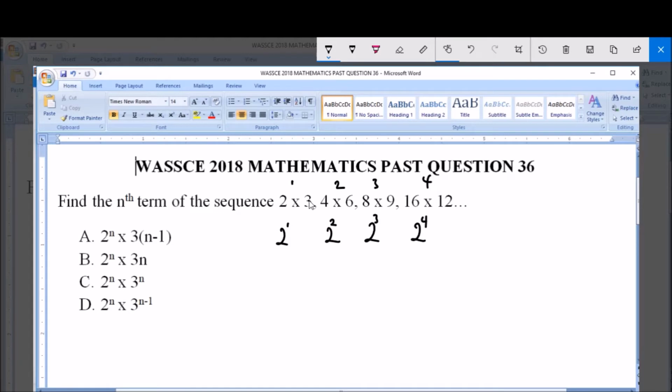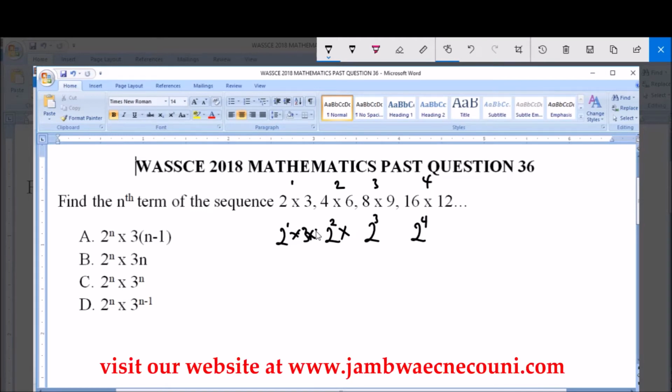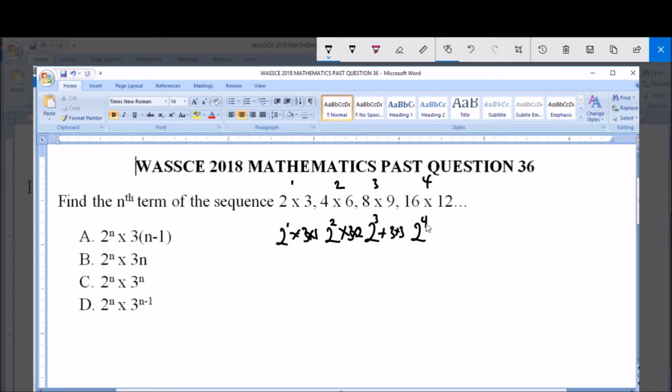Now looking at the second number here, you notice that the second numbers are multiples of 3. How? N here is 1. Now 3 times 1 will give us 3. N here is 2. 3 times 2 will give us 6. That means 3n. That's 3 multiplied by 1 here. Here will be 3 multiplied by 2. Here will be 3 multiplied by 3 to give us 9. And here will be 3 multiplied by 4 to give us 12.